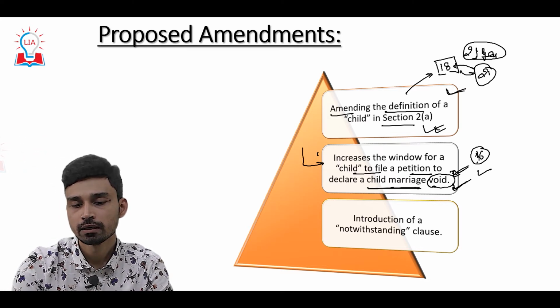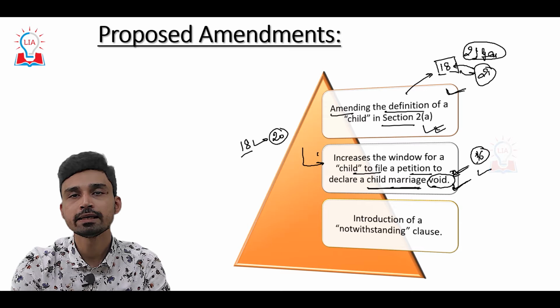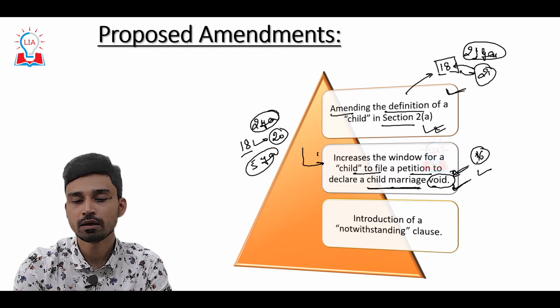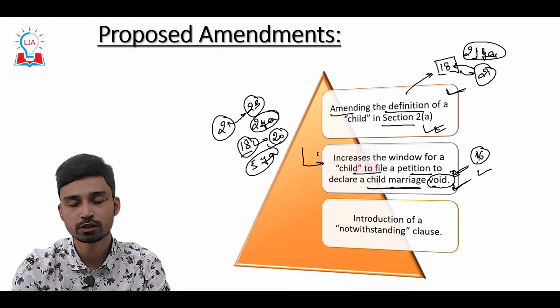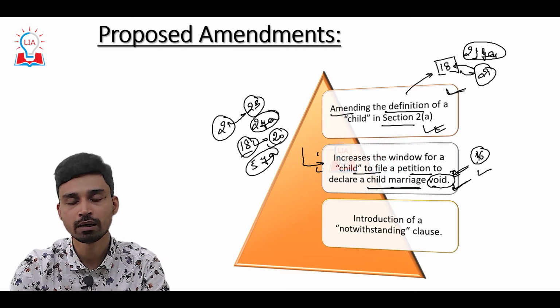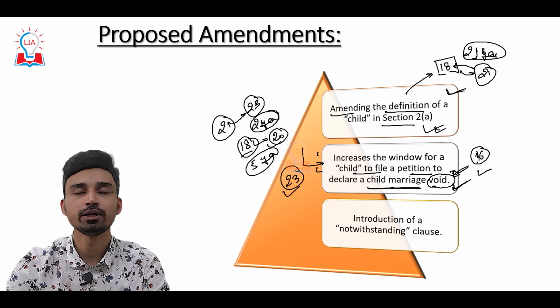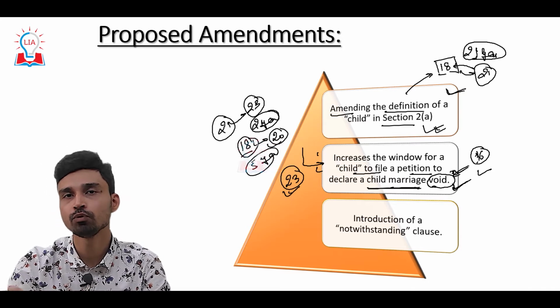Earlier, a girl who married at 18 years could go till she attained the age of 20 years. That means the window earlier was 2 years. Now this window has been increased to 5 years. That means earlier a guy could go and nullify marriage up to 23 years, and a girl could nullify marriage up to 20 years of age. However, with this amended bill, both of them can appeal against the marriage until 23 years of age, so it has increased the window for petition up to 5 years.